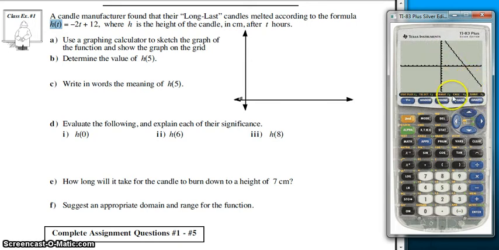This is the standard window. You always go back to Zoom Standard. Well, I need to see a little bit higher, because I don't see the y-intercept, so I only need to change the y max. Let's double it. Change it to 20. So you have this graph. If you look at the grid they give you, how come they have so little on the negative side? Because it doesn't make sense to have negative time. It doesn't make sense to have negative height. After you burn the candle, it doesn't go to negative height.